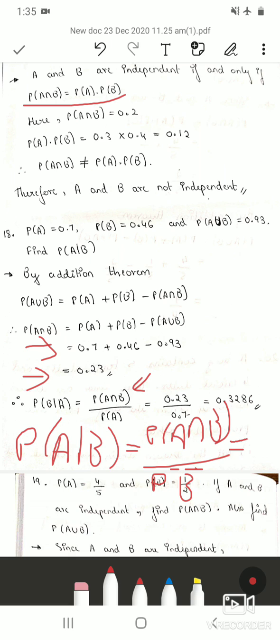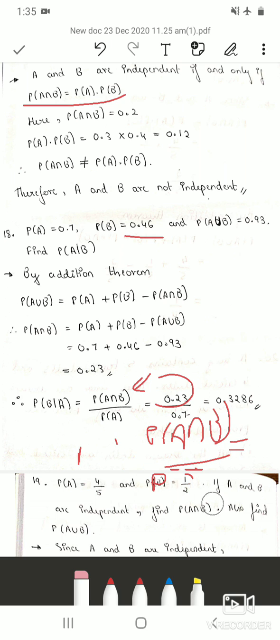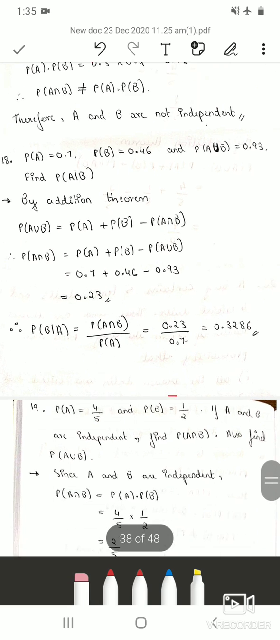So we know probability of A intersection B, which is 0.23, and we know probability of B, which is 0.46. Therefore, 0.23 divided by 0.46 would be the answer for probability of A given B.